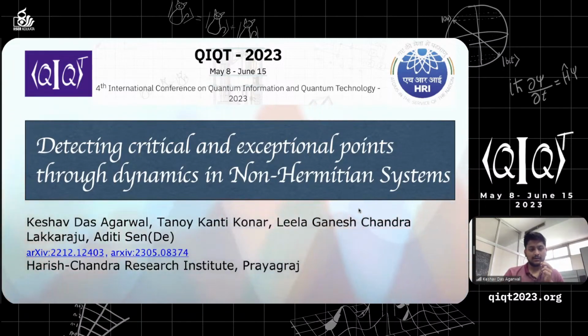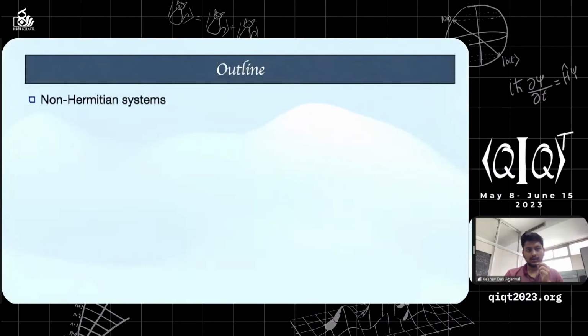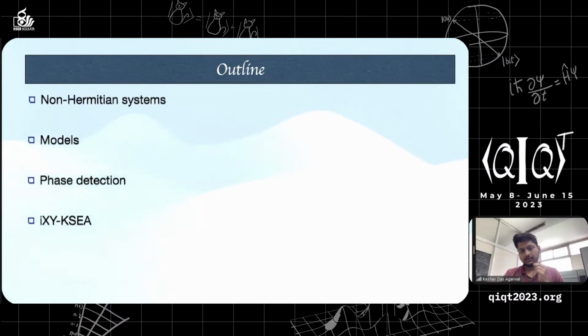So our recent work has been in the dynamics of non-Hermitian systems, and I'll start with what non-Hermitian systems are and what the motivations are. Why do we study them? Then the spin models we look into, the different kinds of phase reduction, the IXY model with the KCR I'll introduce and show the results, and finally the conclusion.